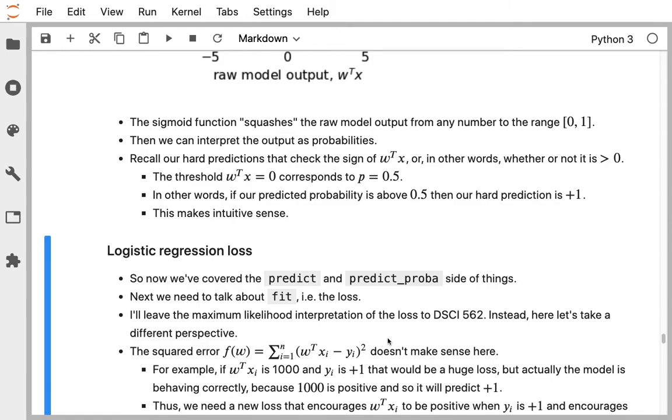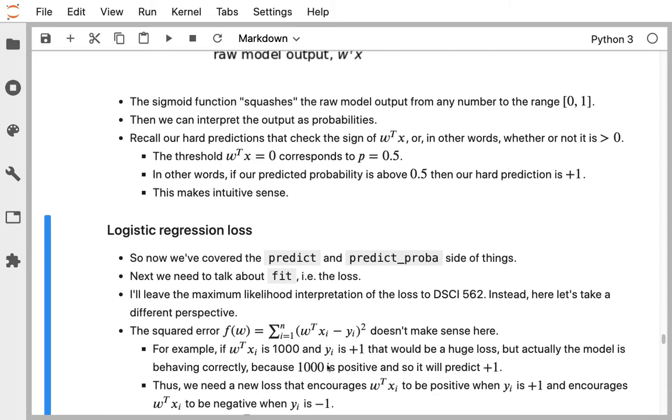So we can't really use squared error for logistic regression because the y values are only +1 and -1. For example, if the raw model output is positive 1000, and the true class is 1, that means you got it right, because positive 1000 is positive, so you're going to predict 1. The true class is 1, that's all good. But according to this loss, that's a horrible prediction, because the squared difference between 1000 and 1 is huge. So it just doesn't make any sense to compare the raw model output, which could be any number, to y, which could only be 1 or -1, and call that your loss. So we're not going to do that.